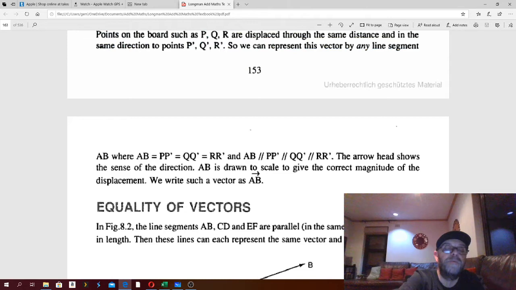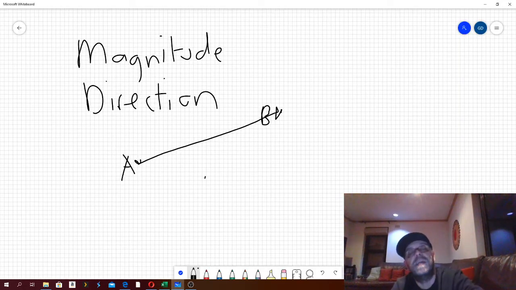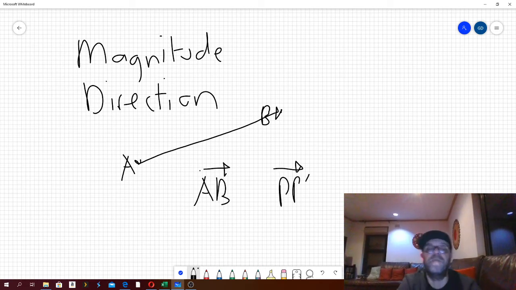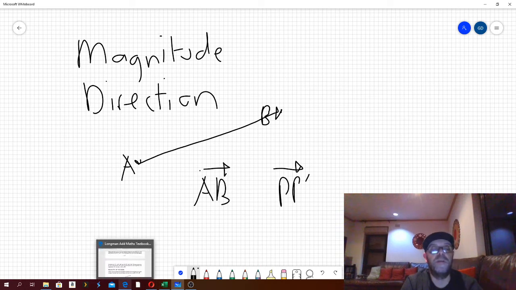So one of the ways we now write vectors is we say that a vector is labeled like this: AB with a little arrow on the top, or if you wanted one of those other ones, PP prime with an arrow. That indicates that we have a vector, which means we're going from a point A to a point B, or from a point P to a point P prime, in whatever direction. These are just labels that we're going to be using.